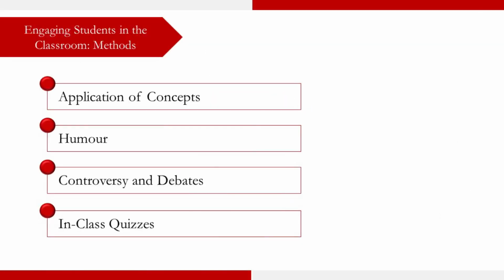So these are some of the issues I have for you today. Student engagement is difficult, especially for subjects which naturally tend to be a bit dry, but it is possible and one can work through them. So the methods I'm suggesting are thinking of applications, using humor, using controversy and debate, and quizzing. Now all of them work in some measure. It depends on how you are able to work through them.